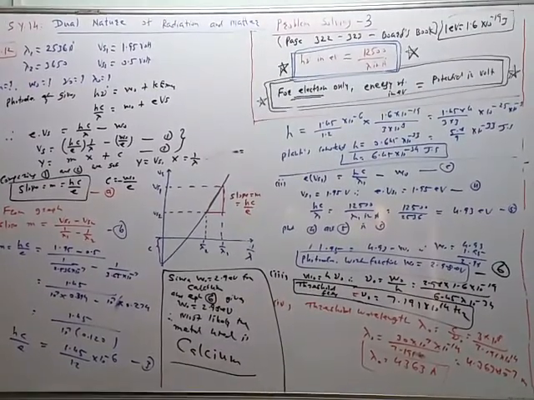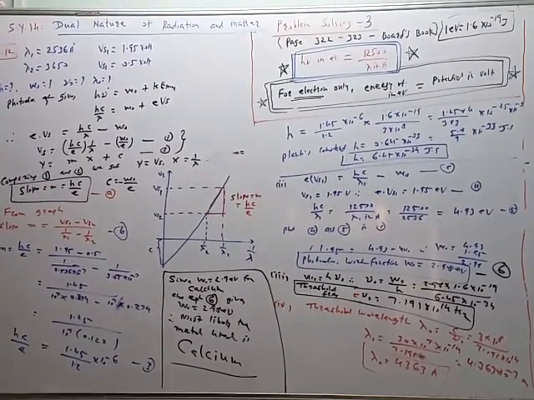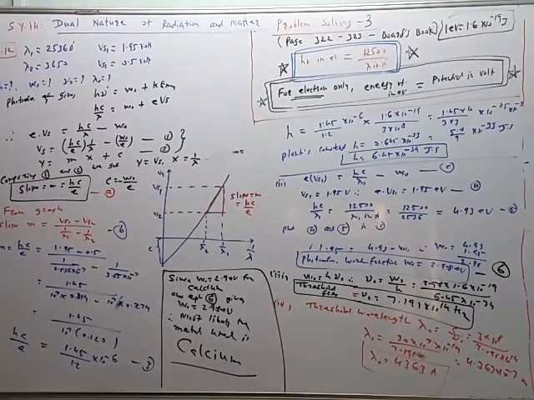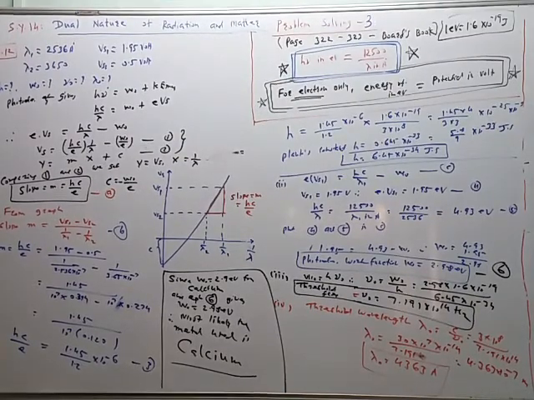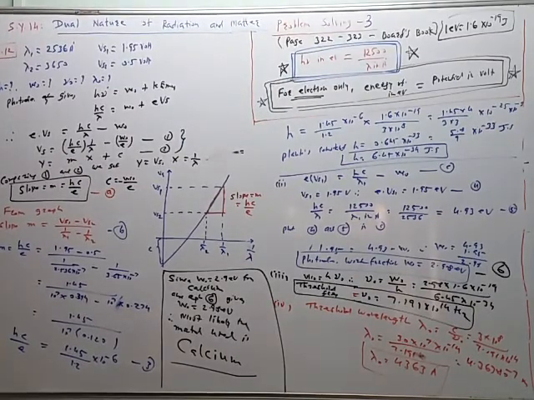So in this problem, there are two wavelengths given, lambda 1, lambda 2, and corresponding two stopping potentials given, Vs1 and Vs2. And now we have to find Planck's constant, work function, threshold frequency, and threshold wavelength. So to find the Planck's constant, we have to use the graphical method. In one previous problem, we have used this method.